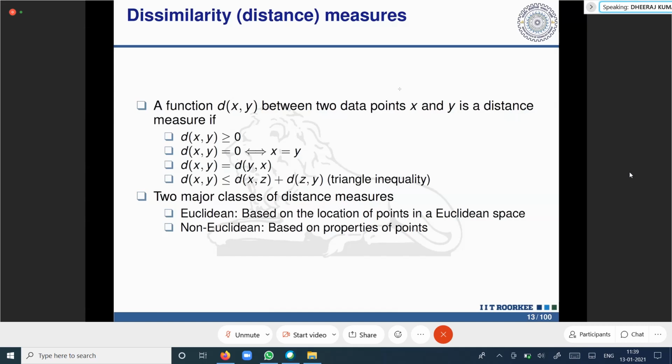There are 2 major classes of distance measures. One is Euclidean, which is based on the location of a point in Euclidean space. And the second one is non-Euclidean, which is based on different properties of the point. So we'll go through them now.